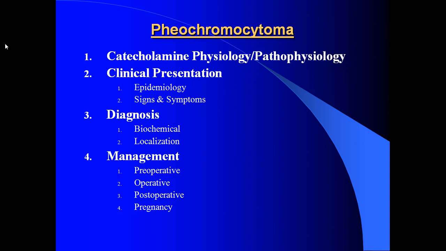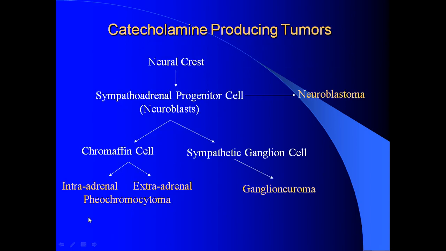Then the clinical presentation of pheochromocytoma. How can you diagnose and how can you manage these patients? So what are catecholamine producing tumors? What are catecholamines? Do you guys know about catecholamines? Must know them. Adrenaline and noradrenaline, or in other words, epinephrine and norepinephrine, the fight and flight hormone.